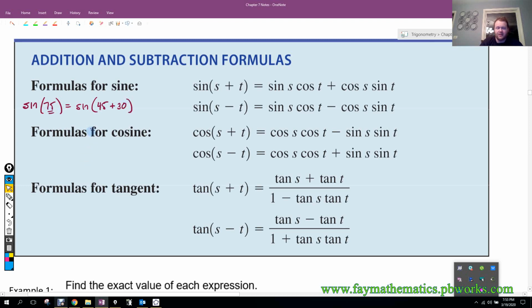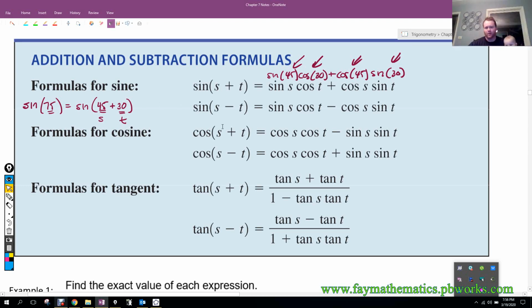That's still 75 degrees. And what happens then is this would be your S, and this would be your T that is being used over here. And you can break this down to say, well, I know what sine of 45 is, cosine of 30, plus cosine of 45, and then sine of 30, and you know what each one of those are. So you should be able to evaluate and come up with the exact value for sine of 75. Okay, so what I want to show you then is how this formula is created.